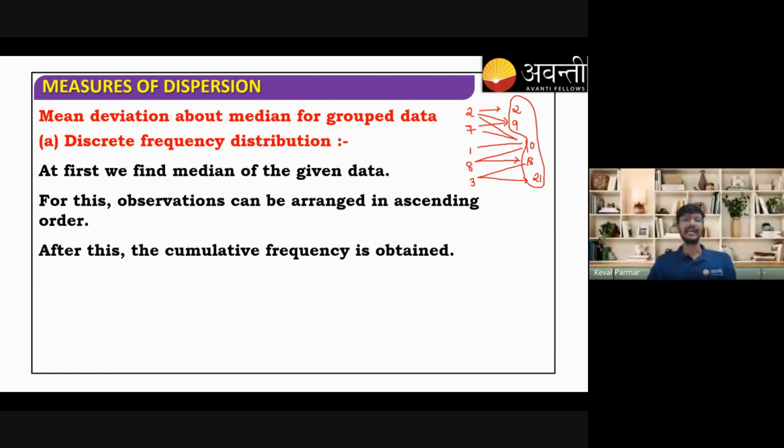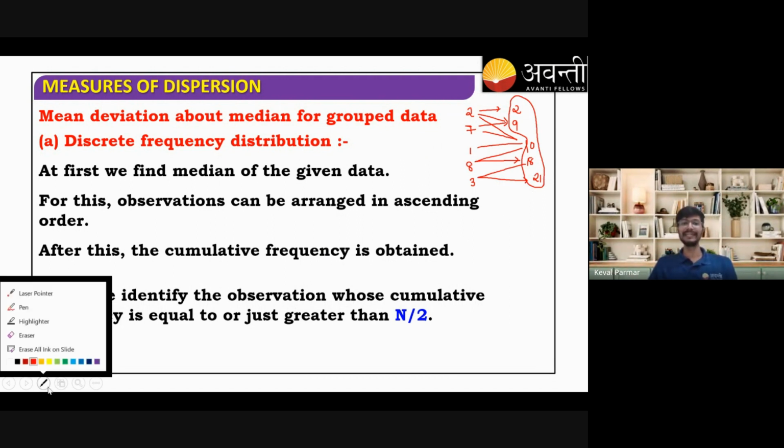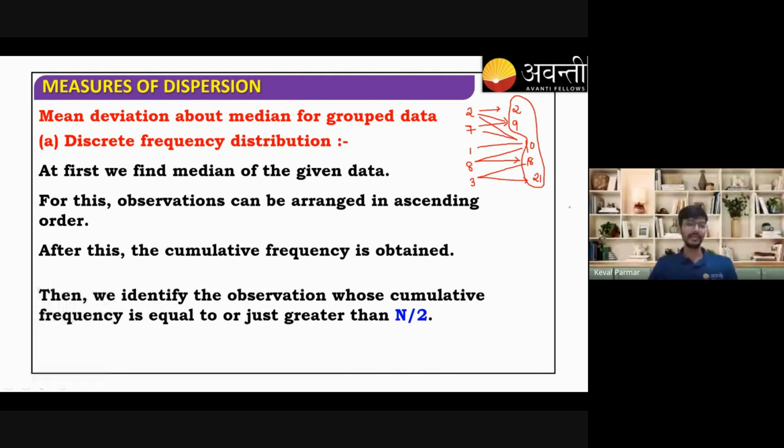After getting cumulative frequency, what to do? We want the central value. Right, guys? So then we identify the observation whose cumulative frequency is equal to or just greater than n by 2. Let's take the example. What is n? It's 21. No need to calculate n separately. N is basically the sum of all the frequencies. It's 21. Now we do 21 by 2, which comes to 10.5.